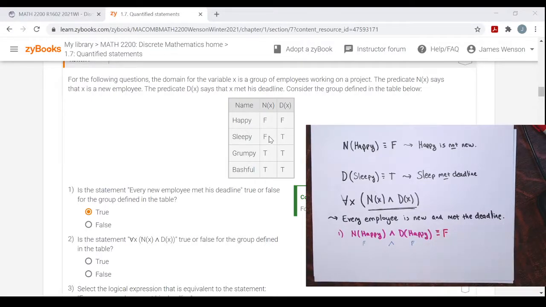Remember, both have to be true for the whole thing to be true. So this statement they just gave me is false, right? Because I just showed you, here's an employee that makes this a false statement, Happy. To show that a universal statement is false, you just need one counterexample. Happy would be a counterexample. Sleepy as well. So that statement is false. And again, they show the explanation there.